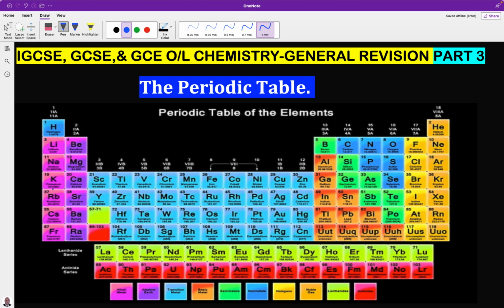Group 1 metals are also good conductors of electricity and heat. They are soft and can be cut with a knife. If you observe them, they are very shiny when cut, but they tarnish rapidly due to reaction with oxygen in the air.